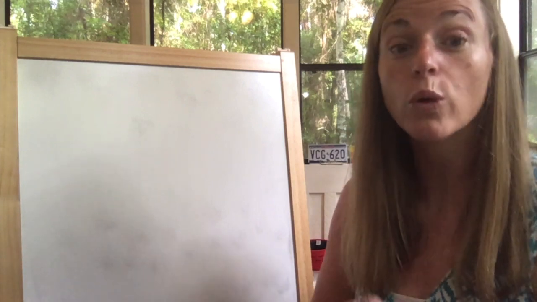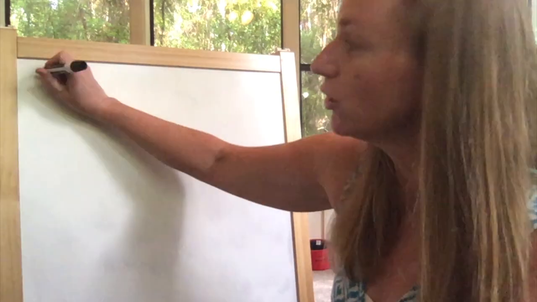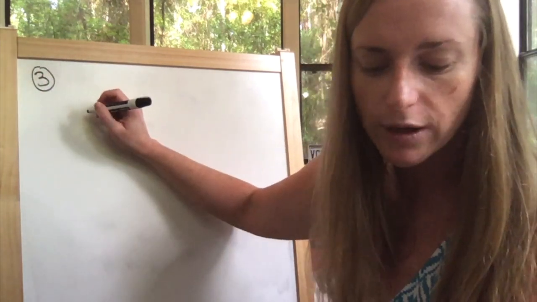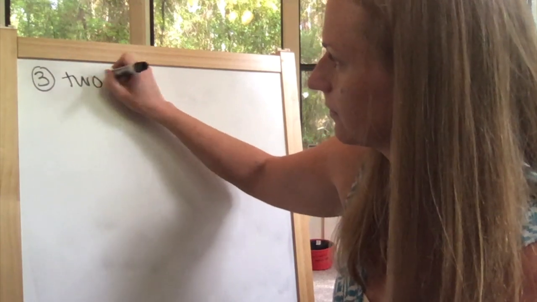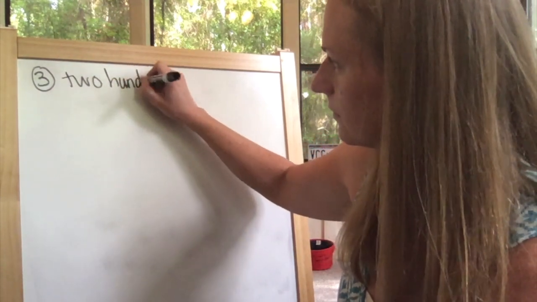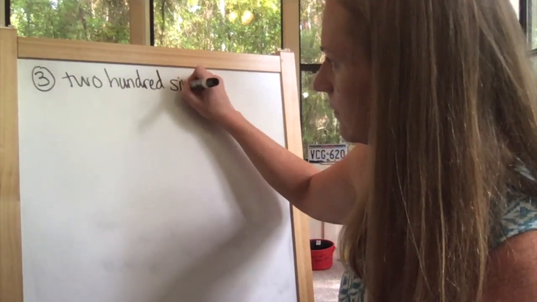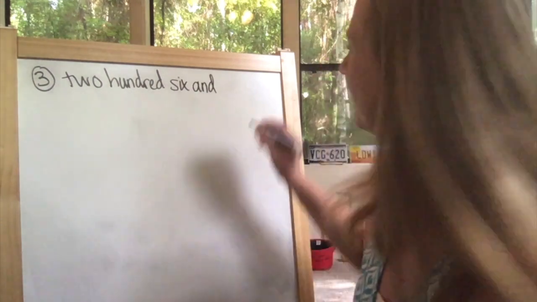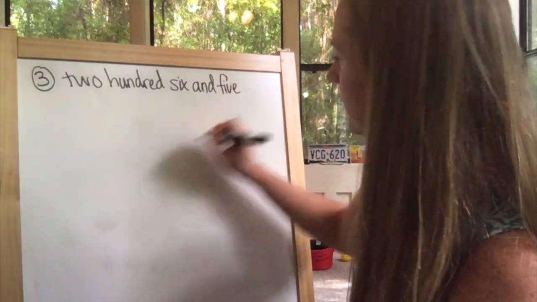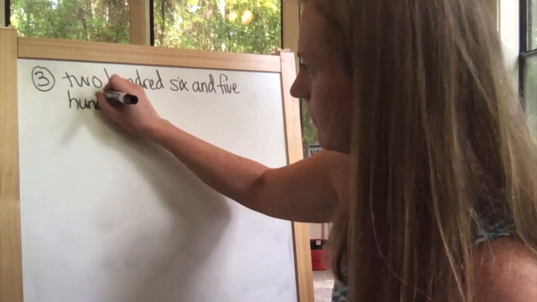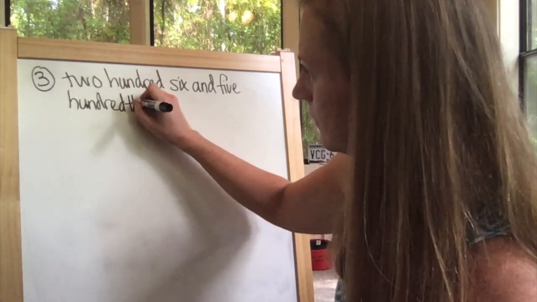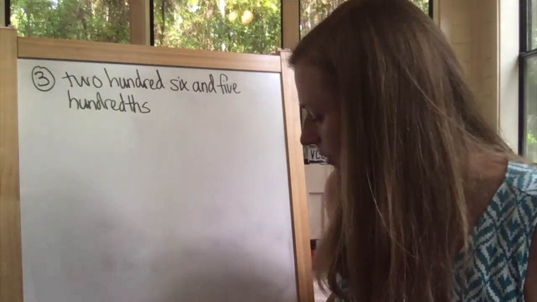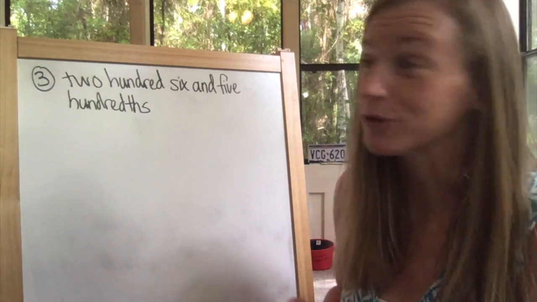Now we're going to go from word form to standard form. So go ahead and watch me here on number 3. It says 206 and 5/100 of the sa. Before I write anything down for my answer, I'm going to, you probably guessed it, do some circling.